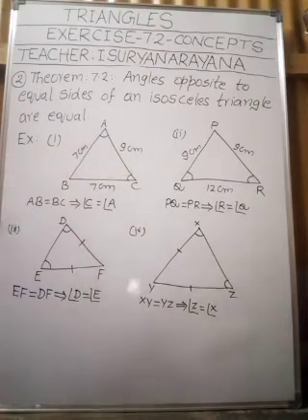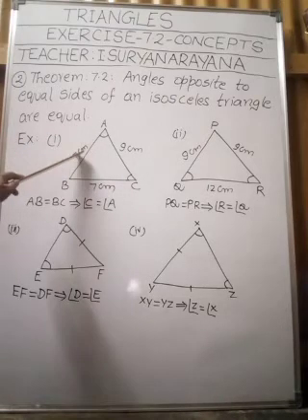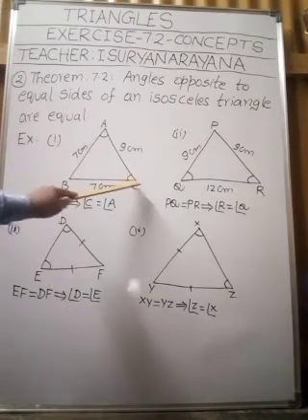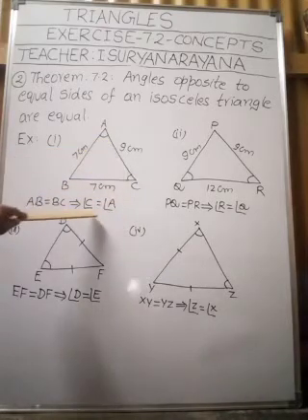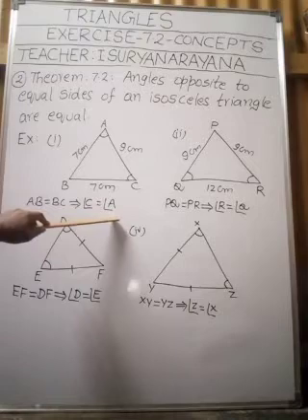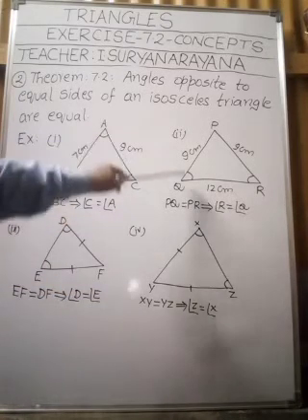Otherwise, you have to observe the figure, which angle is opposite to the side. Okay, my children. So for this side AB, opposite angle is angle C. Similarly, for BC, opposite angle is angle A. So angle C is equal to angle A. Understood this point, my children? Is it clear? Right. Come to the second example.